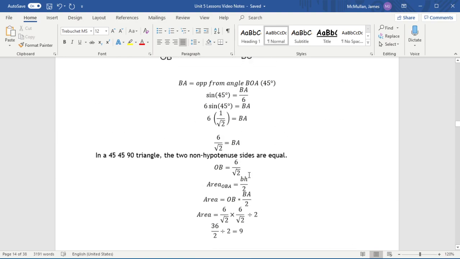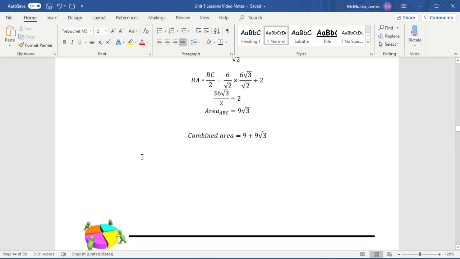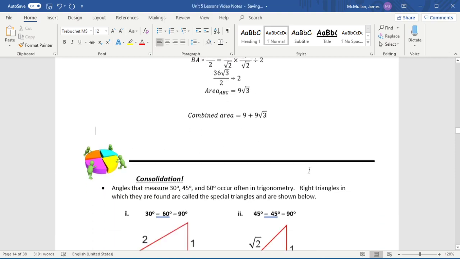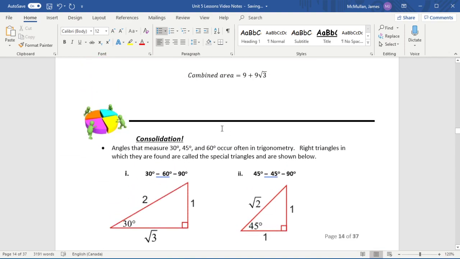Again, it's just step by step. Try to follow what I've done, then do it yourself, without any assistance. So again, angles of 30, 45, and 60 you should know. You should memorize these two triangles, or at least have them accessible whenever you're doing any work.